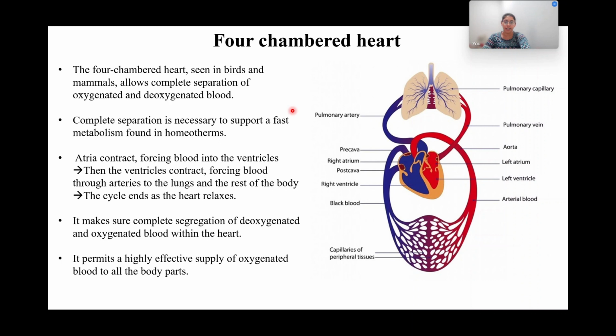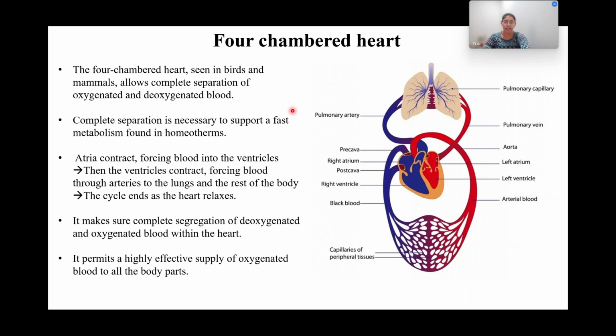So this is the right atrium, this is the left atrium, right ventricle and left ventricle. Now from the left ventricle, you have the main artery, which is supposed to take oxygenated blood to all the body organs. That is called the aorta. That comes out, which further extends into arteries, and then it further gives rise to capillaries.